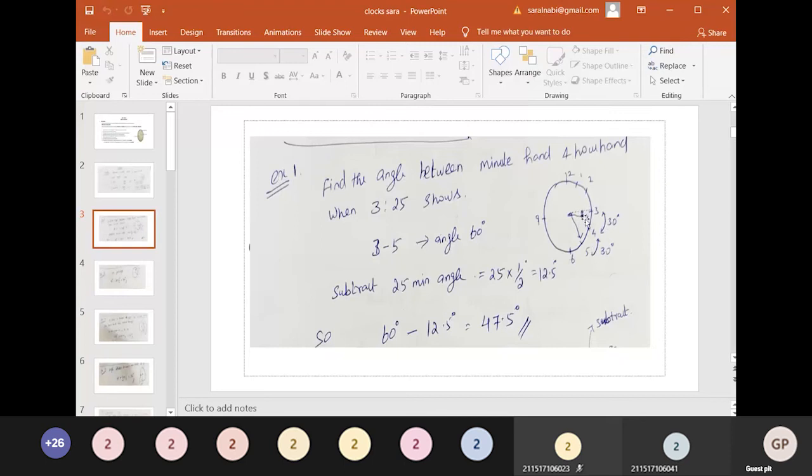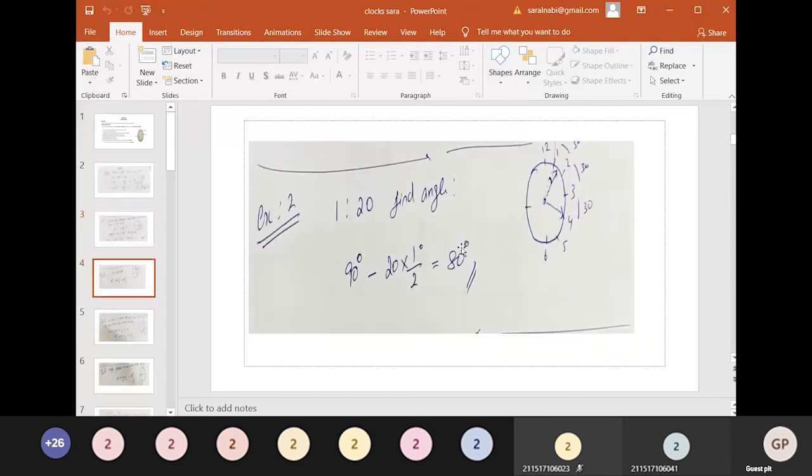Okay, we should subtract this 12.5. So the answer is 47.5 degree. Is it clear? So this is the first method of problem: find out the angle between minute hand and hour hand.